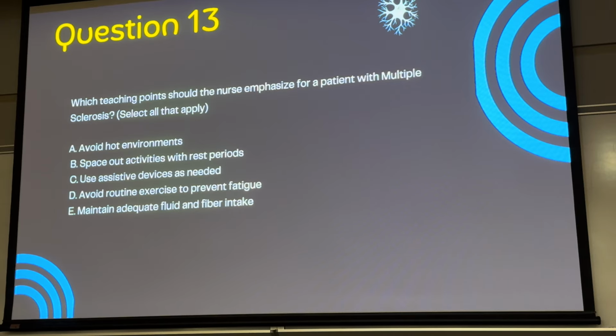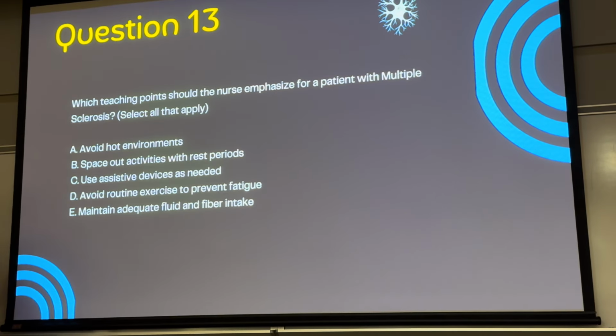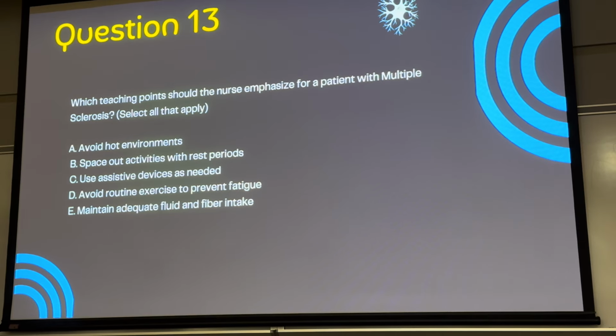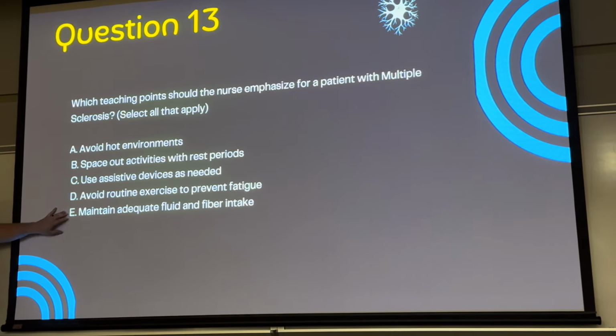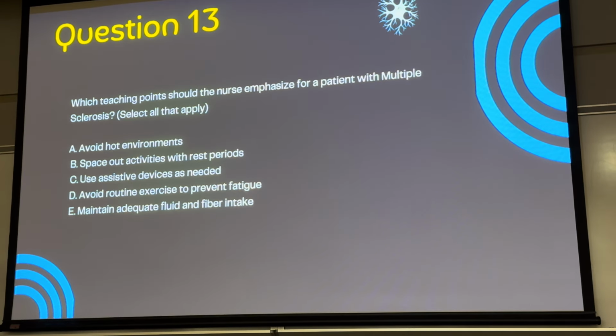Use assistive devices as needed. Yes. Right. Walkers, canes, wheelchairs if needed. Maybe a riser recliner that kind of helps assist them up and out of the recliner. Okay. Avoid routine exercise to prevent fatigue. No. Now, we're not encouraging avoiding it altogether. Just building up a level of tolerance, figuring out their level of tolerance so they can exercise appropriately. Maintain adequate fluid and fiber intake. Yeah. Good. Remember that bladder and bowel control, increased fluids, increased fiber can help me be regulated. Okay.